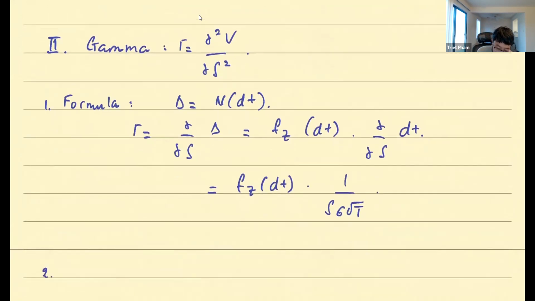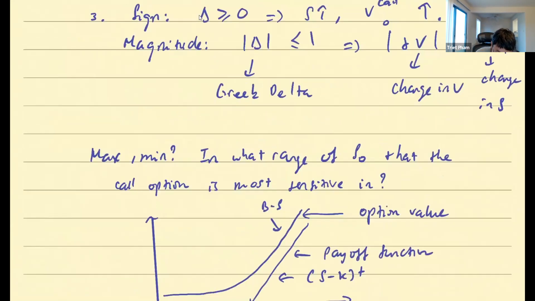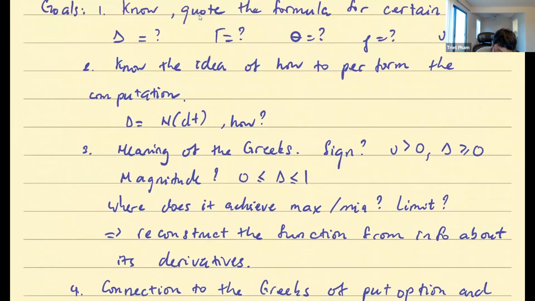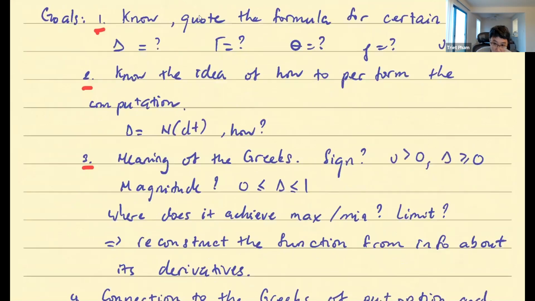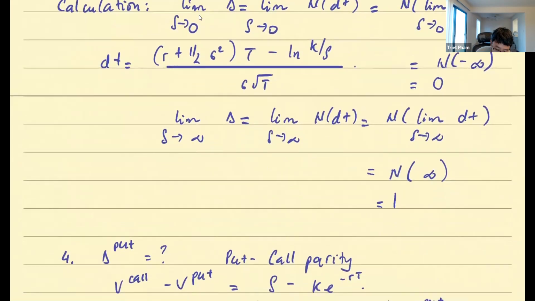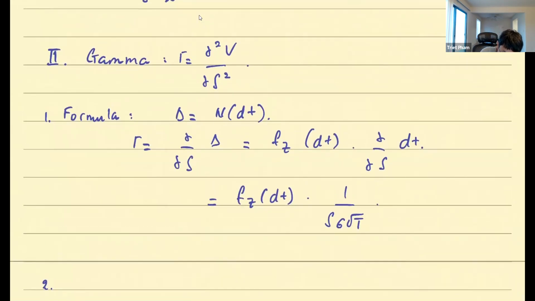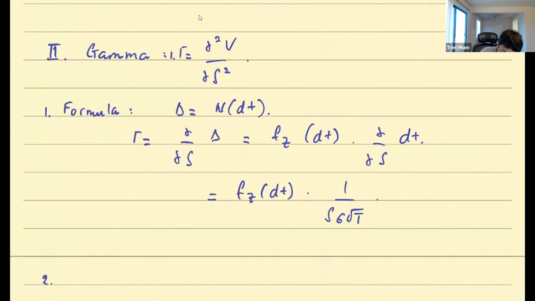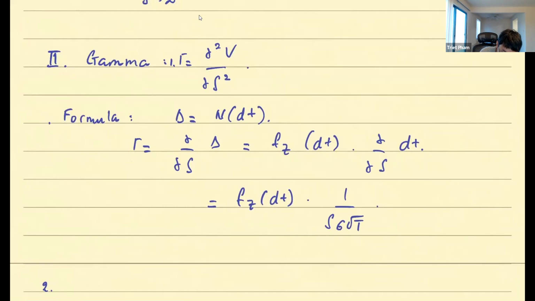Okay, 2, wait, I think that was 2. I forgot what 1 is already. Let me see what are the points. Oh, sorry, I was talking about 2. No, now we'll do 3. So this is 2, this is 1. Two, 3.